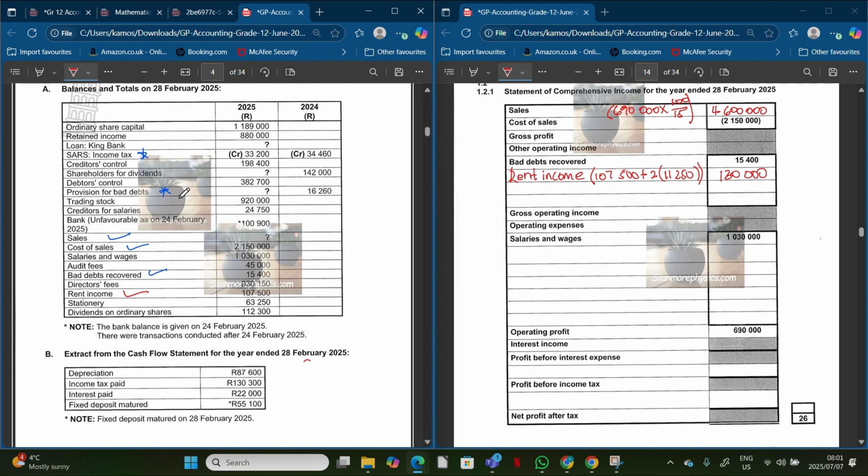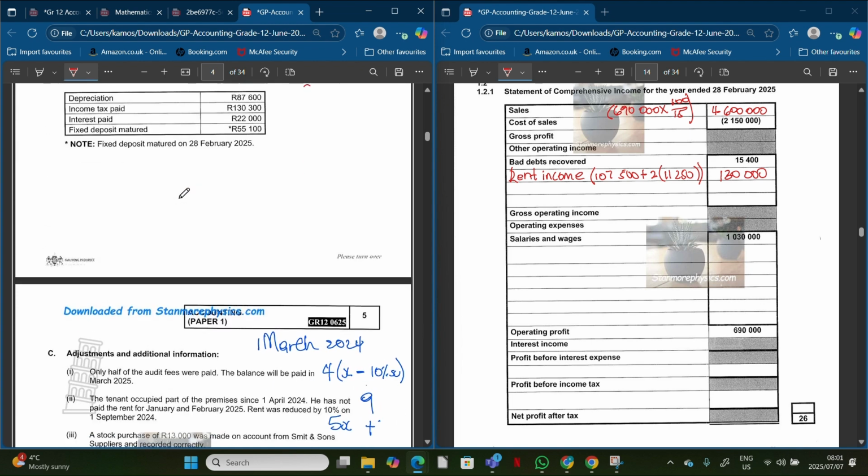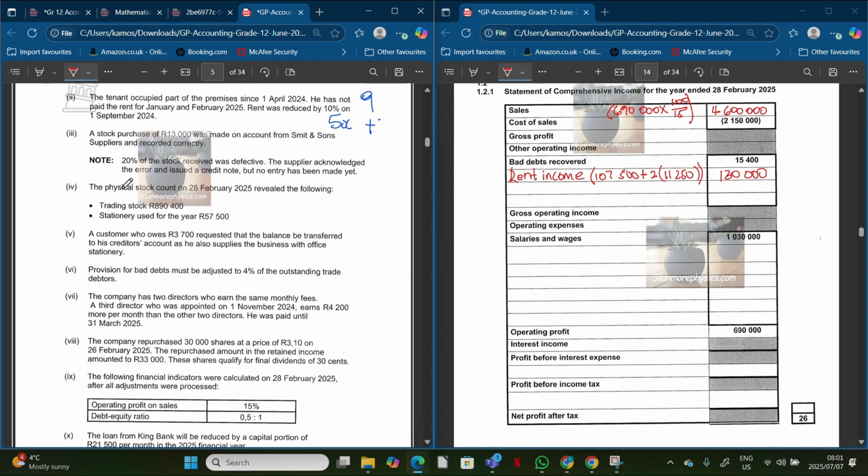Provision for bad debts can either be an income or an expense. I've explained it in my video on the adjustments on income statement, so you can check it out to understand what I'm talking about, right? But I'm obviously going to do it again so that you understand it. So now, if you look at this adjustment, it says that provision for bad debts must be adjusted to 4% of the outstanding trade debtors.